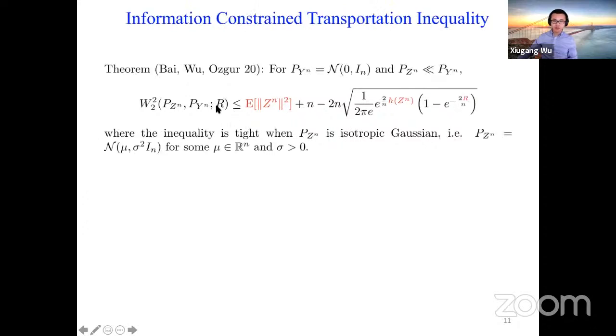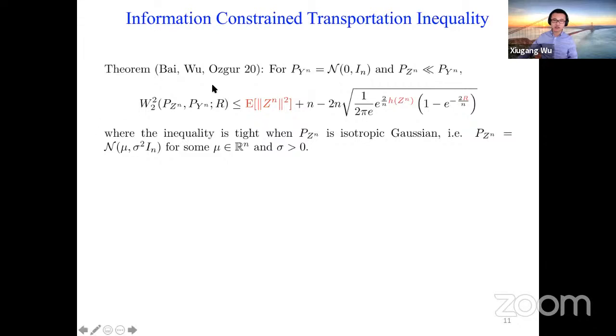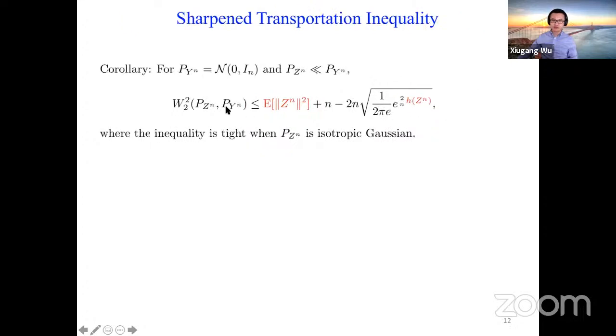So if you take R to be positive infinity, by definition you kill this constraint, then the information constraint Wasserstein distance reduces to the vanilla case, right? The left-hand side becomes the regular Wasserstein distance. For the right-hand side, if you take R to be positive infinity, this term will get killed, and this product will become 1. What you arrive at is this corollary. The Wasserstein distance will be upper bounded by this expression where R is eliminated. And it is tight whenever Pzn is isotropic Gaussian as before.